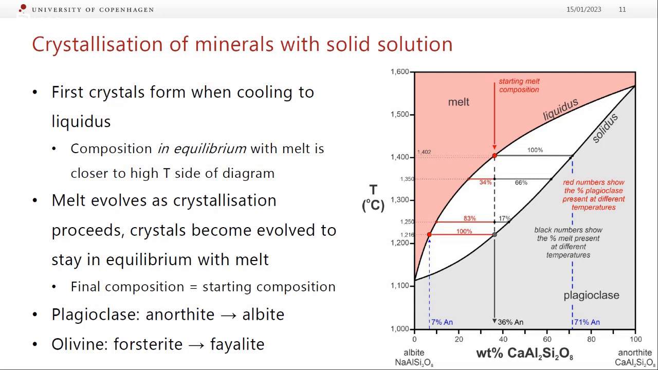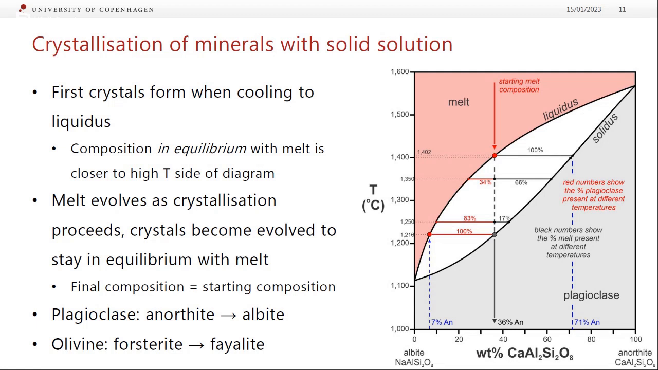And this carries on until we're 100% crystallized, and the reason we're 100% crystallized is the crystallizing assemblage is now the same as the average composition, so we can't have any melt left. All right. So for this composition here, we've now hit the solidus, and it's all crystallized.